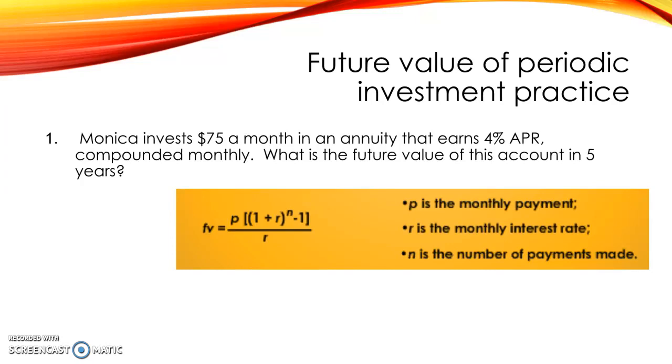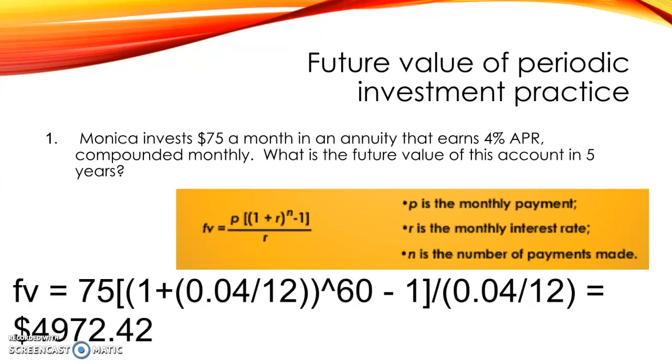Go ahead and try this one. Monica here, investing $75 a month in an annuity that earns 4% APR, compounded monthly. Notice that is 4% APR, so change it to the monthly interest rate. What is the future value of the account in 5 years? All right, here is the answer. Notice again, we took that 4% and we divided by 12.